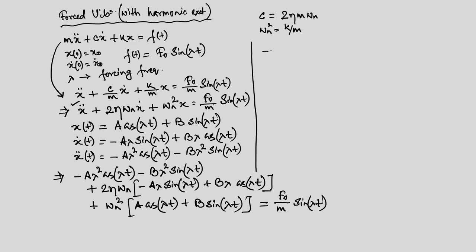so the first term is minus A lambda square cos lambda t. Let us collect all the terms for cos lambda t. So, the next term is twice eta omega n times B lambda, and then plus omega n square times A. So, this is multiplied by cos lambda t. Similarly, we can also collect all the coefficients of sin lambda t, and then simplify. So, let us do that.